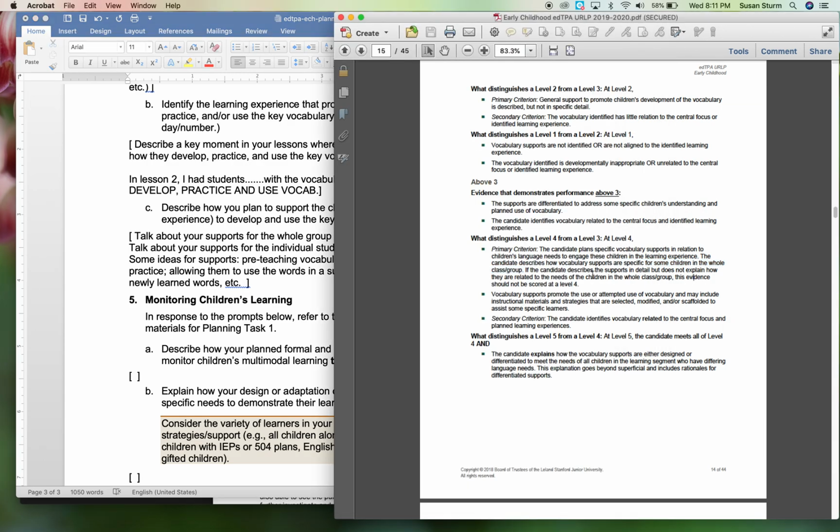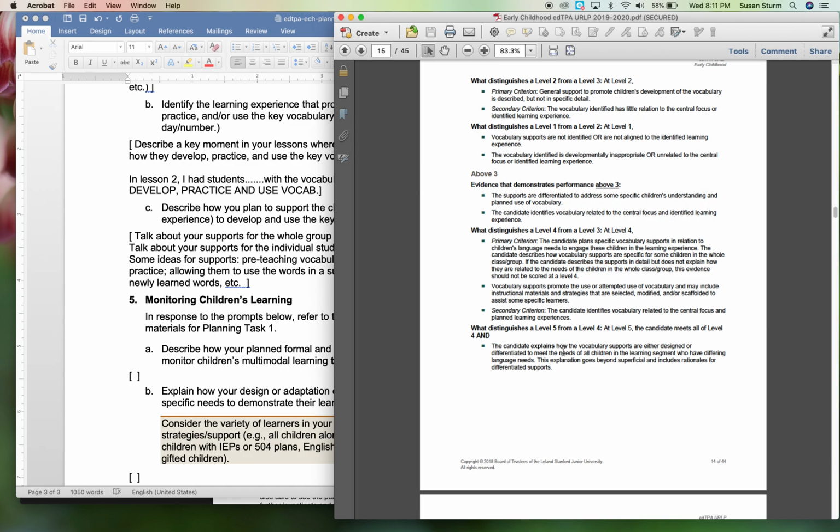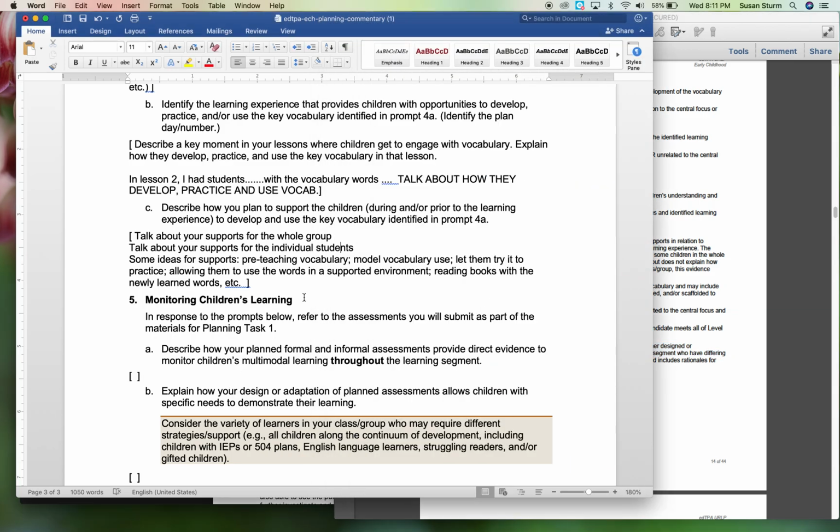Describe the support in detail, and if you connect to the related needs of the children, you can get yourself up to a level 5. The candidate explains how vocabulary supports are either designed or differentiated to meet the needs of all children who have differing language needs. Go beyond the superficial for your differentiated support. So that is a potential area that you could get a 5 on this one.